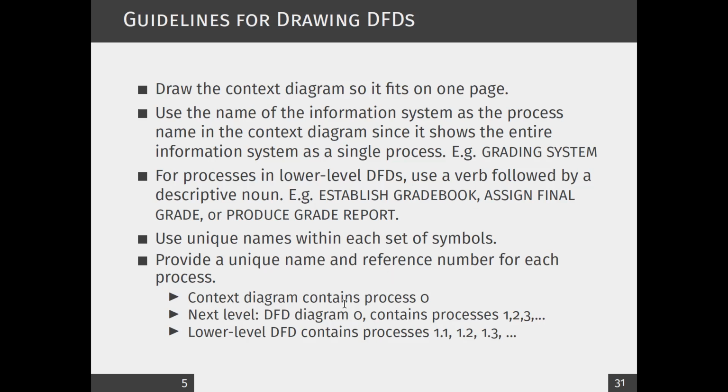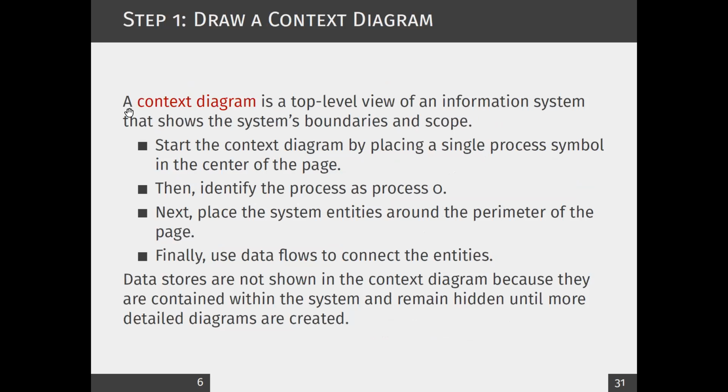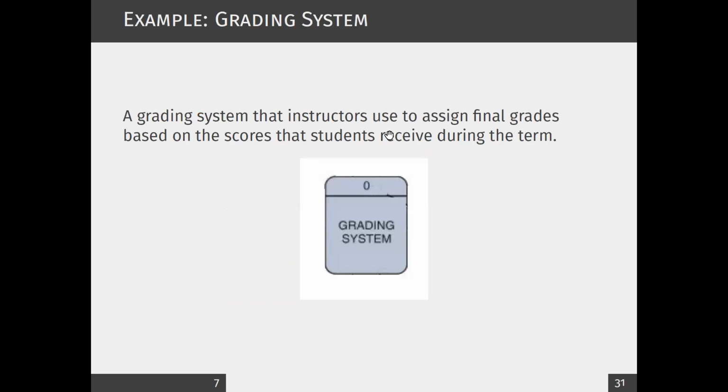So when you draw the context diagram, we name it process 0. In this example, you see a grading system. Here, instructors assign final grades based on the scores received in the exam. So we draw this symbol to represent the grading system, and we put 0 to indicate that it is the context diagram.